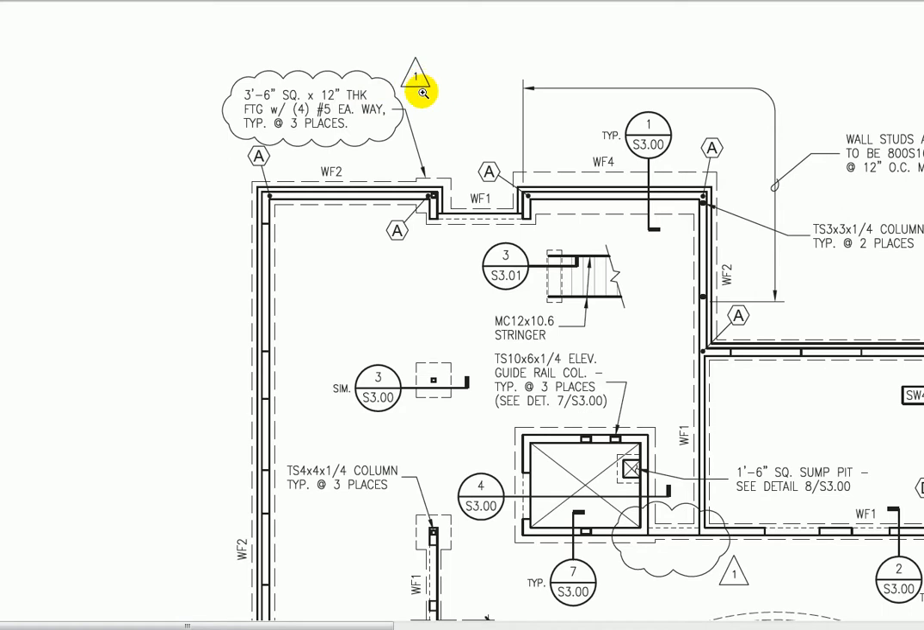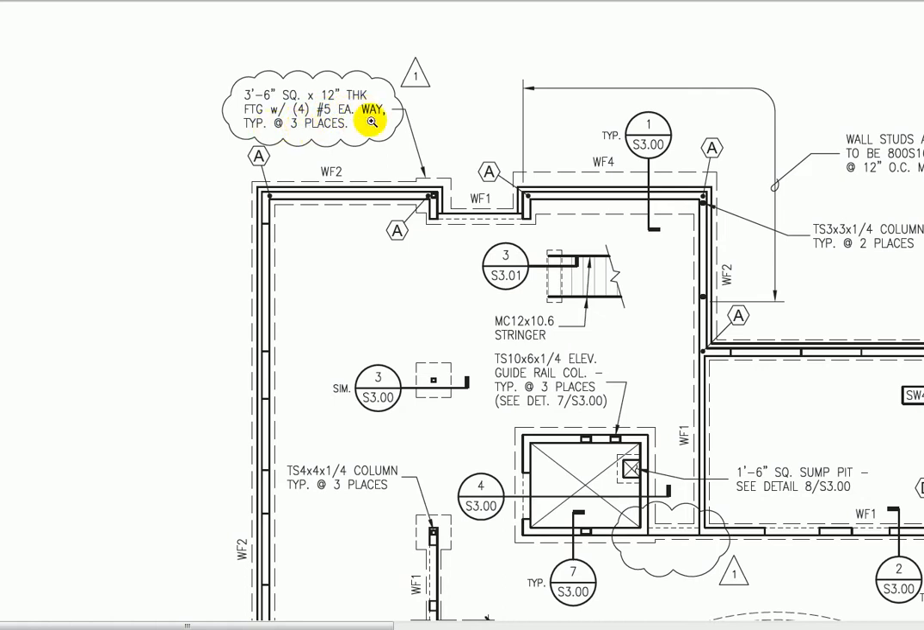Let's talk a little bit about lines on a foundation plan. When we have a dashed line, that indicates something that's beyond or hidden, like underneath the grade. So these two lines are indicating the edge of the footing. You can see we have a square here, 3'6" square by 12" thick footing with 4 number 5 rebars each ways, typical of 3 places.